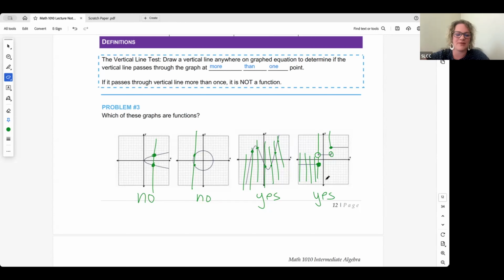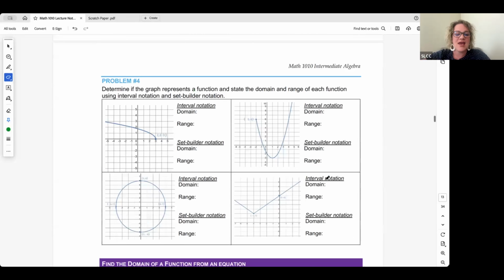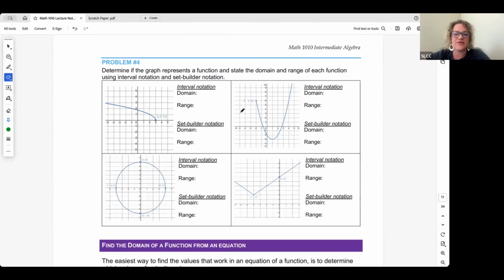Now let's look at problem 4. Determine if the graph represents a function and state the domain and range. We need to learn how to state the domain and range using interval notation and set builder notation. Let's do it. Is this a function? So you could draw your vertical line. There are no repeated x values. There are no double outputs. So is this a function? Yes.